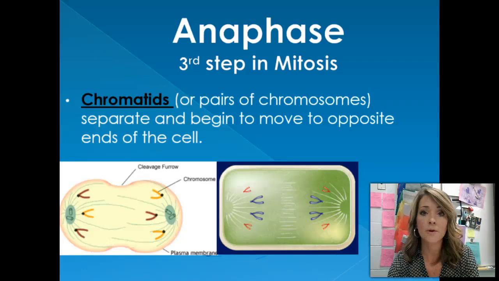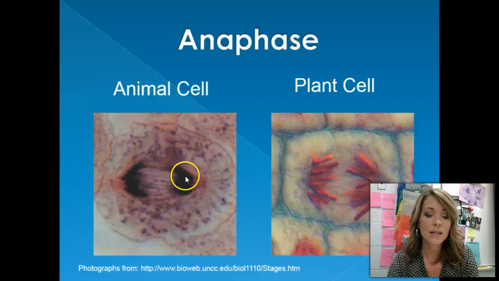In anaphase, the third part of cell division, the chromatids are going to start to separate. They're going to get pulled to opposite ends of the cell. So here they separate into individual chromatids. They're not those double X's anymore. The spindle fiber and the centrioles are going to work to just pull them apart to opposite ends. Here's what anaphase looks like in a plant and an animal cell. There we go. So you can see the chromosomes being pulled to either end by the spindle fibers and the centrioles.